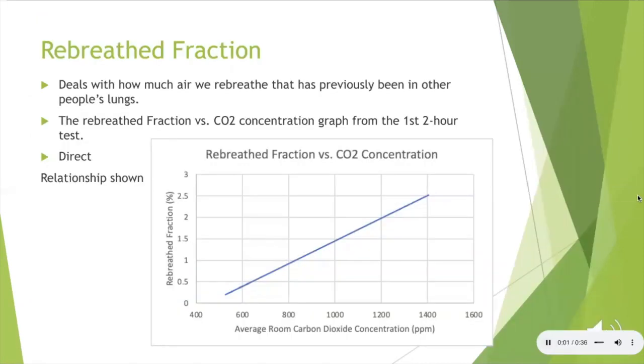This slide looks at the rebreathed fraction, which deals with how much air we rebreathe that has previously been in other people's lungs. This graph was modeled after our first 2-hour test in the ComArts building, and we can see that the more carbon dioxide is in the room on average, the greater the rebreathed fraction percent will be. With this, a direct relationship is shown between the two. Generally, we want to keep this fraction as low as possible, as the less we are breathing other people's emitted air, the more likely we are to stay healthy and not catch airborne diseases in particular.